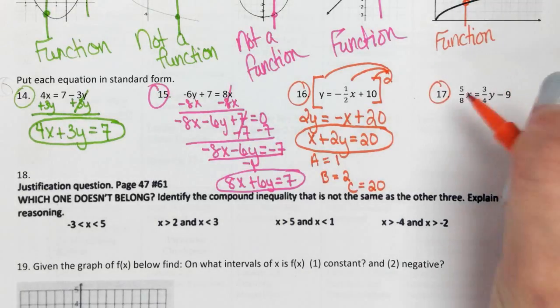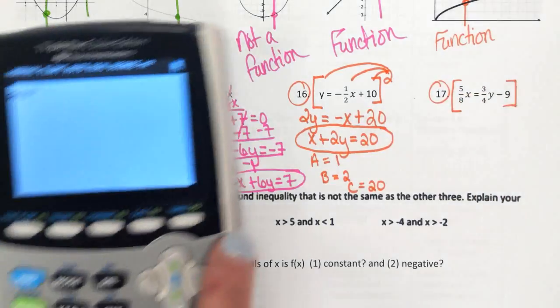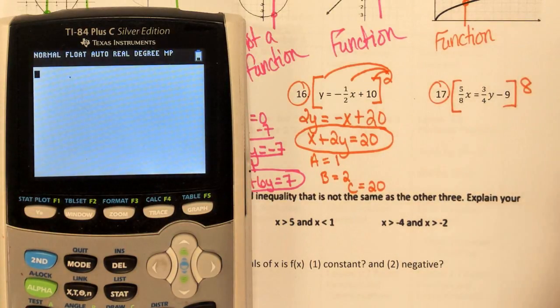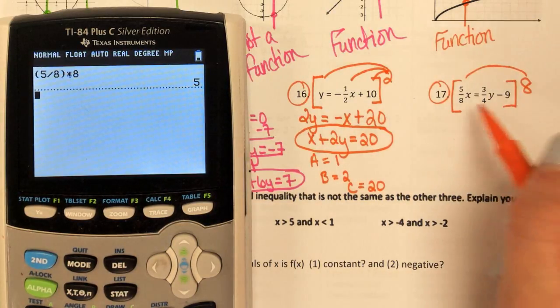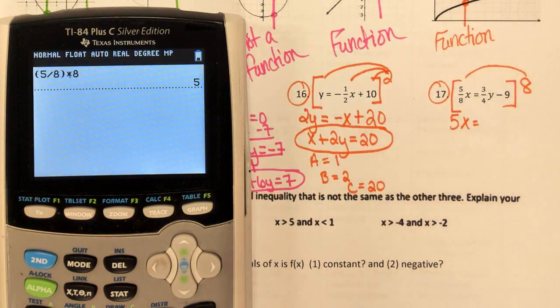All right. What about number 17? What would you multiply by to get rid of those fractions? 8. All right. You're on a quiz. You have no idea what 5/8 times 8 is. Parentheses. 5 divided by 8 times 8. And if you're good with fractions, you know that's 5. All right. And then parentheses.